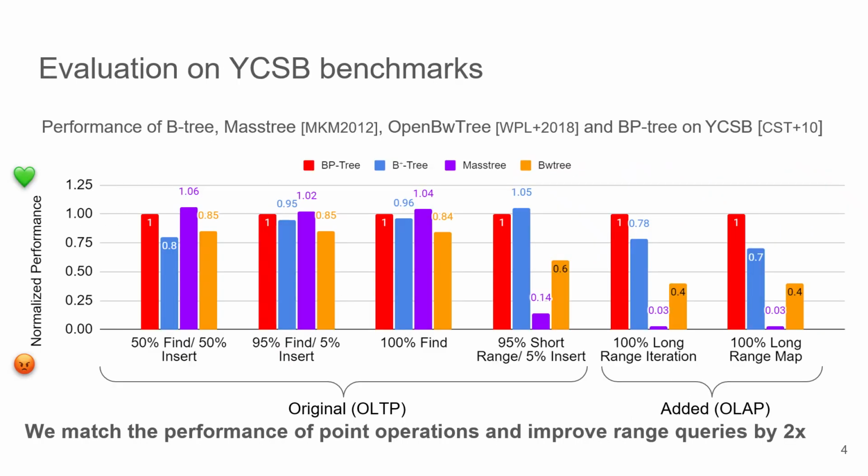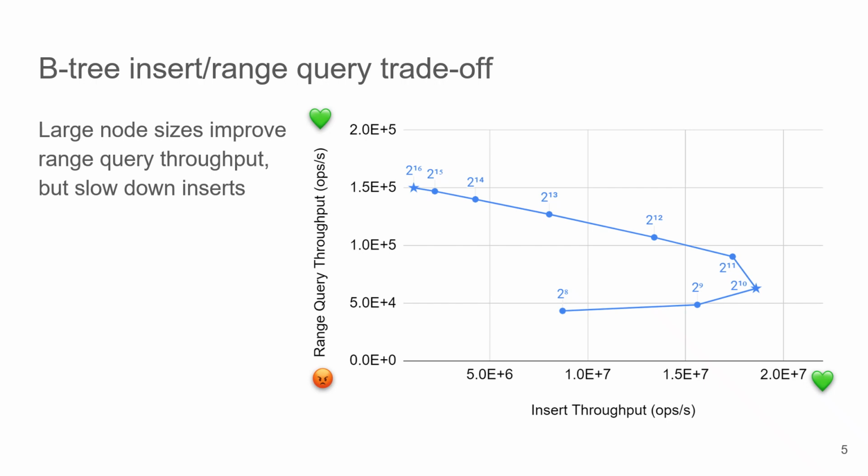Here's a look at the high-level results. We evaluate our structure, the BP tree, on several tests from the Yahoo Cloud Serving Benchmark, YCSB, and compare it to a selection of different structures. We compare it to a standard B+ tree based on the TLX library that we added optimistic concurrency to as a baseline, as well as mass-tree and OpenBW tree from the literature. We find that the BP tree always performs at least the second best and greatly exceeds existing work on long-range operations. Let's zoom in a bit more to this trade-off.